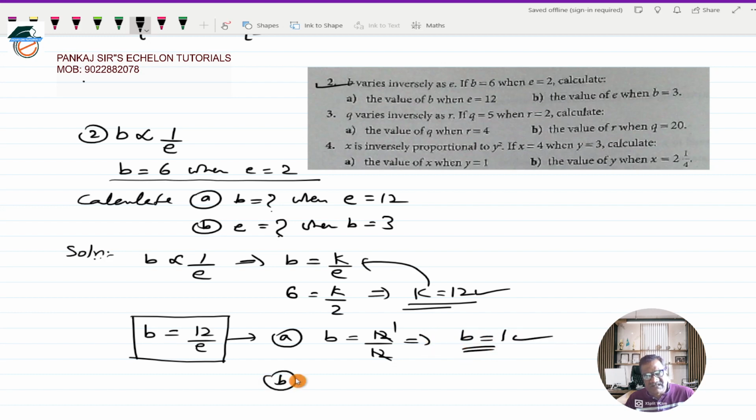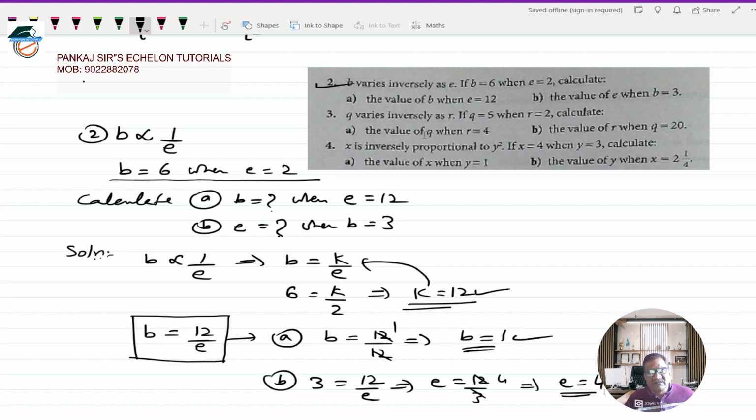For b part, the answer is e you have to find out. But b is given to you. B is 3. So I'll write 3 is equal to 12 upon e. This implies that e will be equal to 12 upon 3, which is nothing but 4. So my answer is e is equal to 4. That was question number 2.